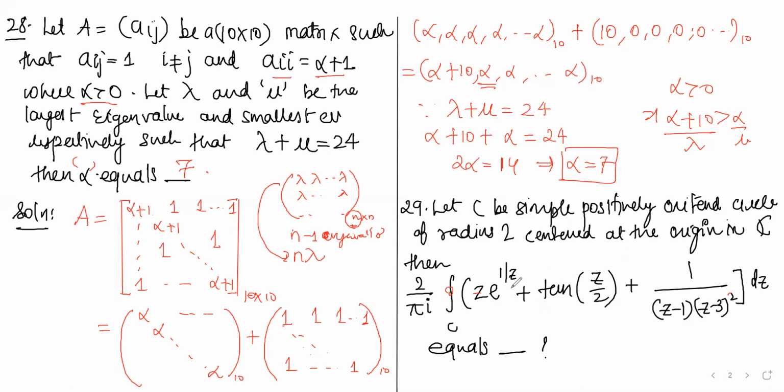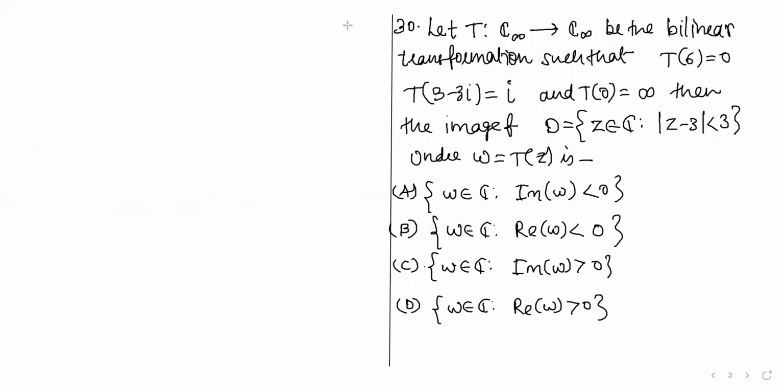So let's continue. The first thing that we need to worry about is it's basically a circle of radius 2. Okay, so circle of radius 2, let me draw it here. So this is my circle of radius 2. I just need to find out how many singularities are inside this circle.